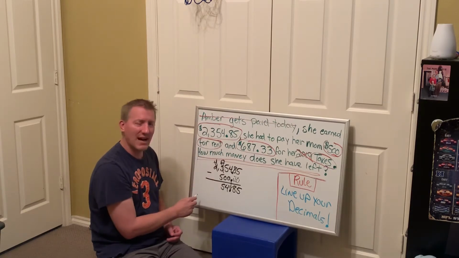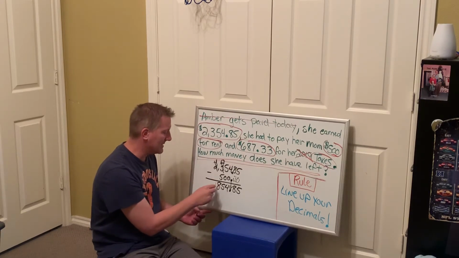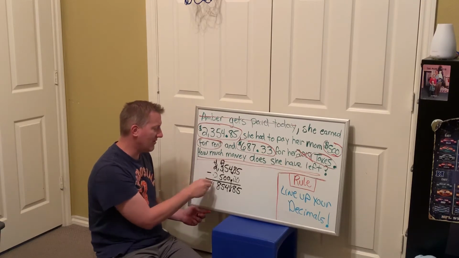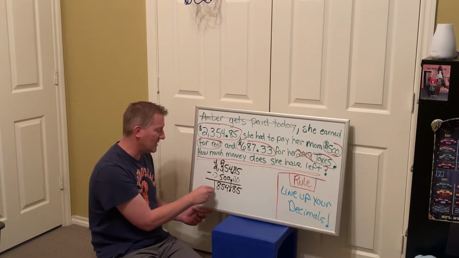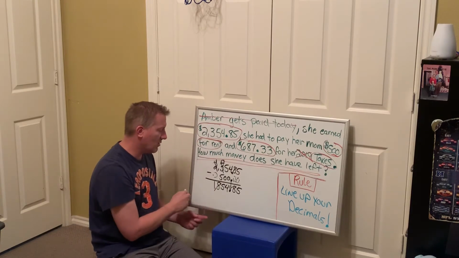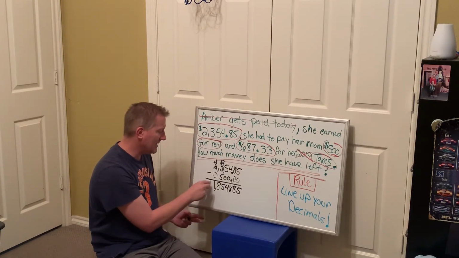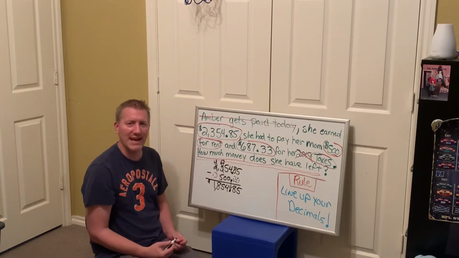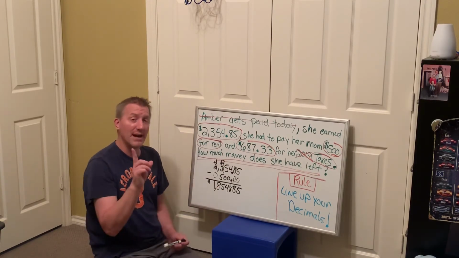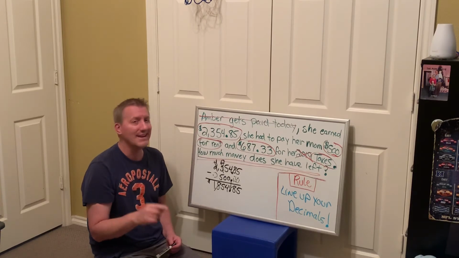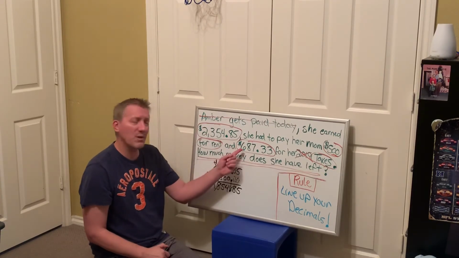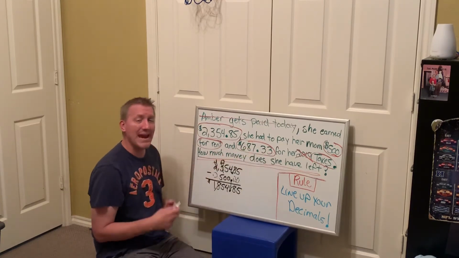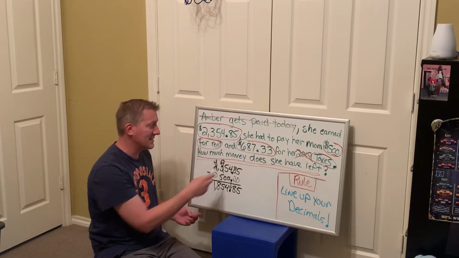13 minus 5 is 8. 1 minus, goes 0 here, right? 1 minus 0 is 1. So her total now is $1,854.85. But are we done? No, we're not. Because we have a second part of that problem. And she has to pay that much in taxes.